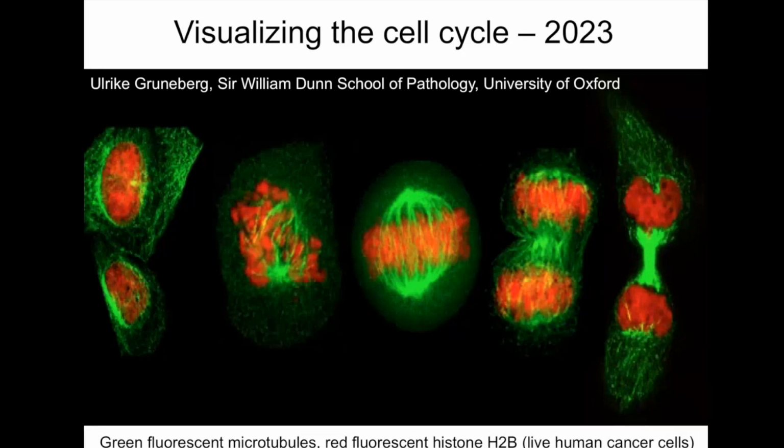And these static images generated by Uli Gruneberg in the Dunn School of Pathology in Oxford show live cancer cells. These are human cancer cells which have been engineered in the lab. So they express a green fluorescent version of the tubulin protein, which makes the microtubules in the cell. And they're also expressing a red fluorescent version of the histone protein that is part of the protein component of chromosomes. So although these cells are alive, if we illuminate them with the right wavelengths of light, we can see in living cells the microtubules, and we can see the histone proteins, and so we can see the chromosomes.